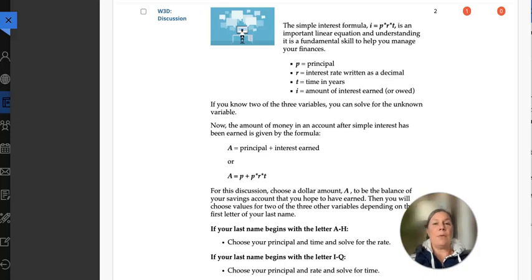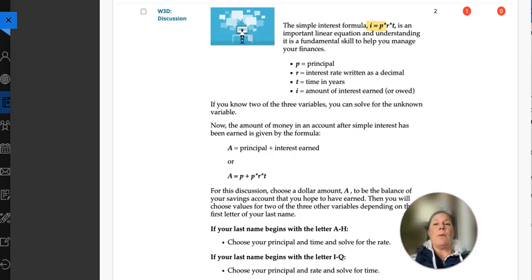Okay, it is week 3 discussion time. In week 3 discussion, we are looking at solving for variables. It might seem a little tricky and a little convoluted at first, but don't stress out. We're going to look at where all this comes from and why this is helpful.